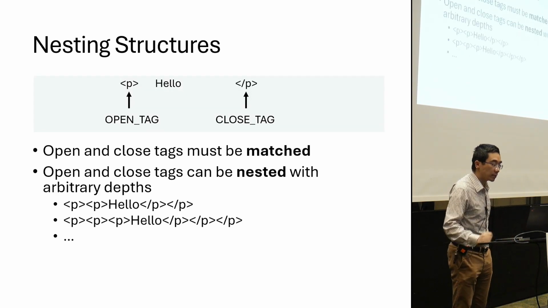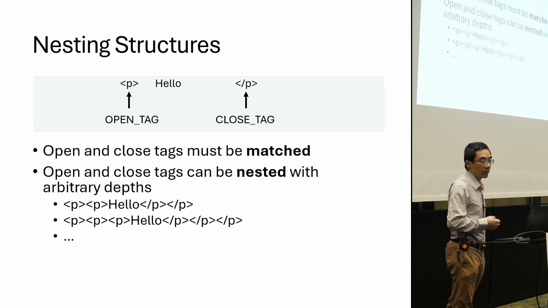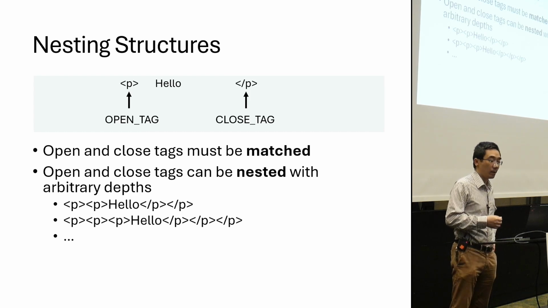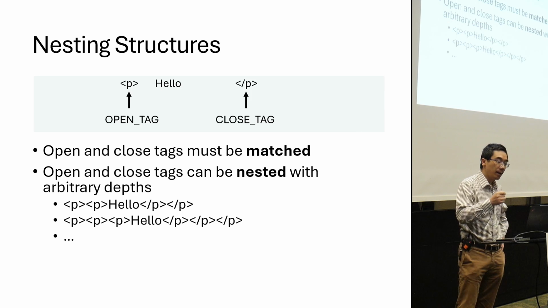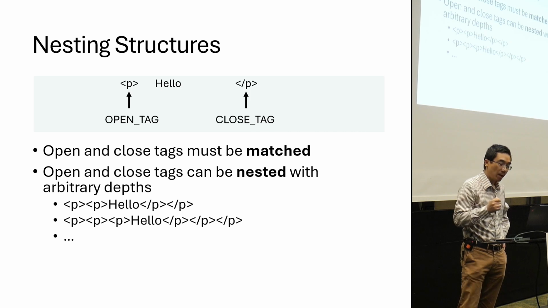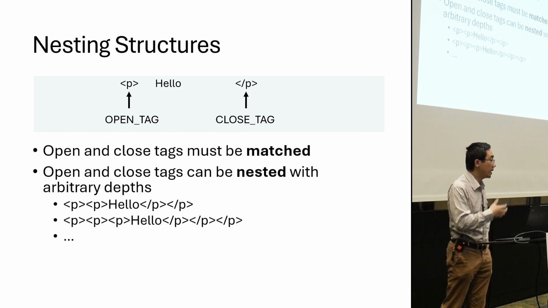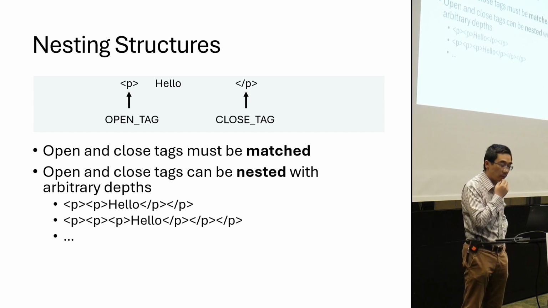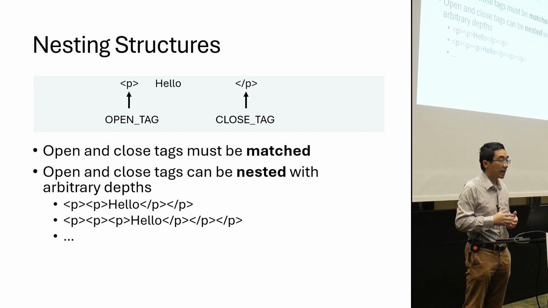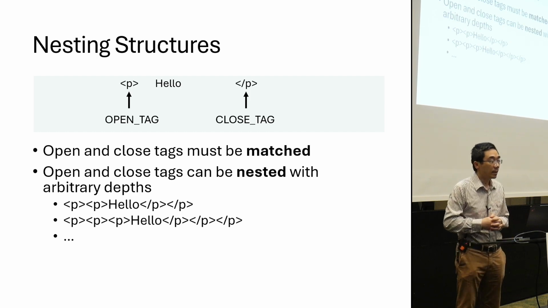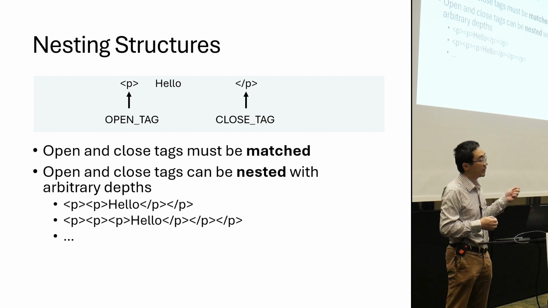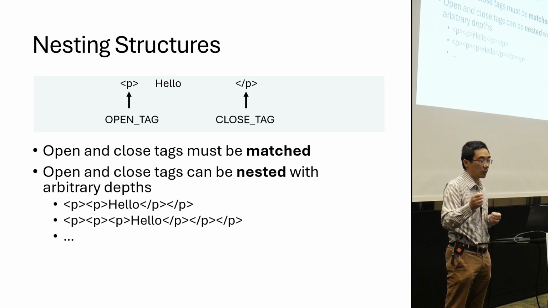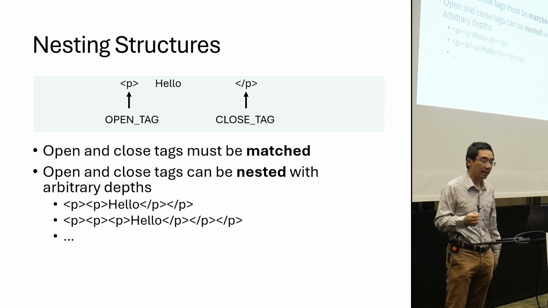So what is a nesting structure? Let me go through an example, an XML string. In this example, we start with an open tag P, followed by the string hello, and then followed by a close tag P. Two observations here. First, open and close tags must be matched. Also, open and close tags can be nested with arbitrary depths. What that means is if we repeat the open tag P twice at the beginning and the close tag P twice at the end, then it's still a valid XML string. So is the case if we repeat P 3 times at the beginning and 3 times at the end, and so on.